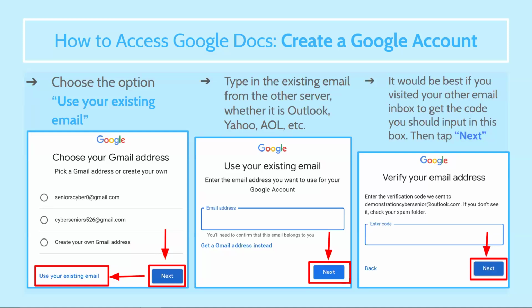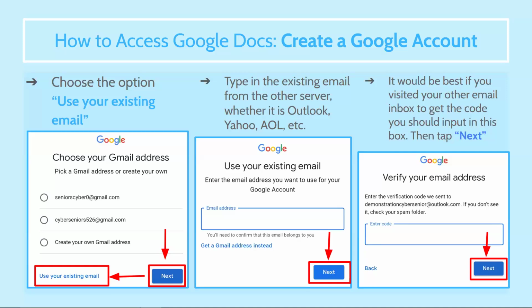If you already have an existing email and you want to use that email to access Google Docs, you can select an option that is called use your existing email. Meaning if you have an account from Outlook, Yahoo, or AOL, you can select this option right here, using existing email. Then you will type in that email account from any provider other than Gmail. And then once you do that, they will send you a code to that email, and you essentially can access Google from that server.